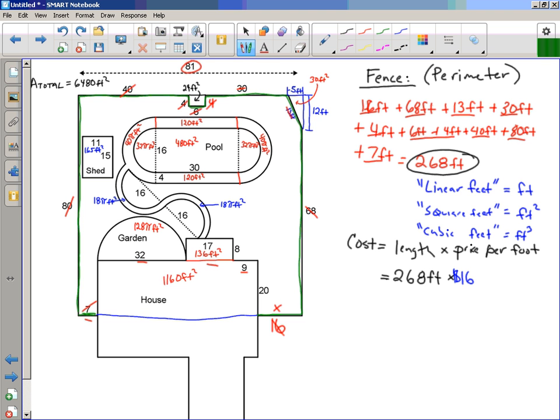When it says per, that means divided by. So it's really $16 divided by feet. And you notice what happens to the feet. They divide, they reduce to be 1, right? So it's 16 times 268. And the only unit left is dollars, so the answer is going to be in dollars. The dollar amount is 16 times 268.